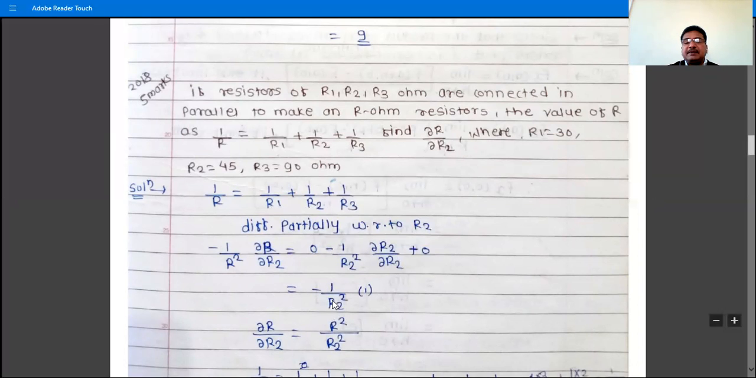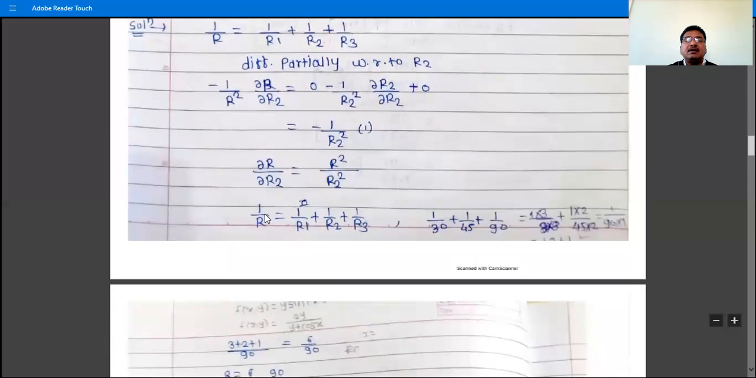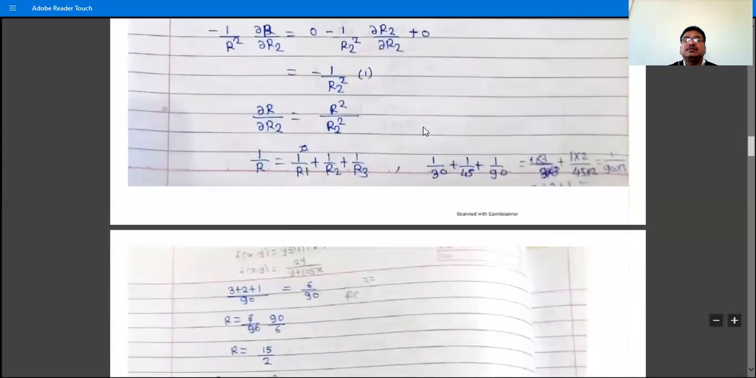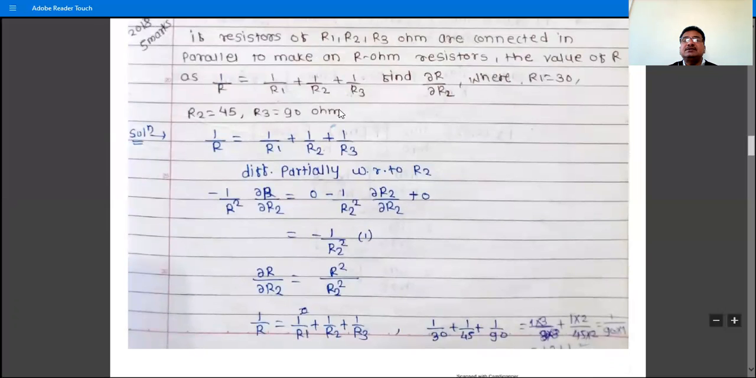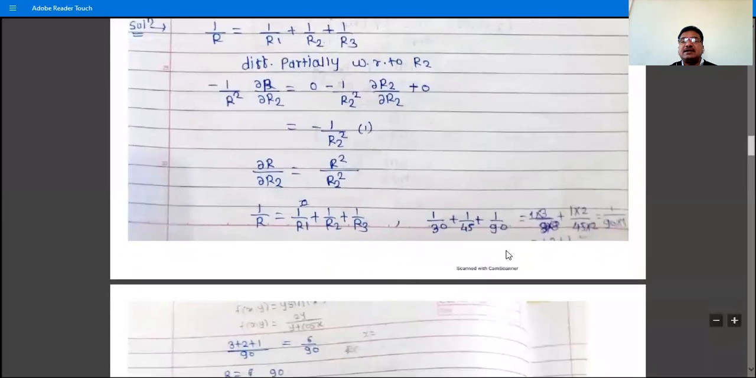Then the simplification is this, and shifting R2, both sides are negative, therefore we have a positive answer: R² divided by R2². Then this is ∂R/∂R2, and we have to find the value at this point. So 1/R is 1/R1 plus 1/R2 plus 1/R3, where R1 is 30, R2 is 45, R3 is 90.